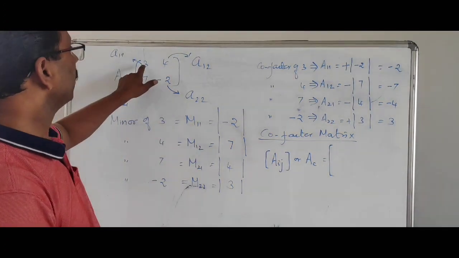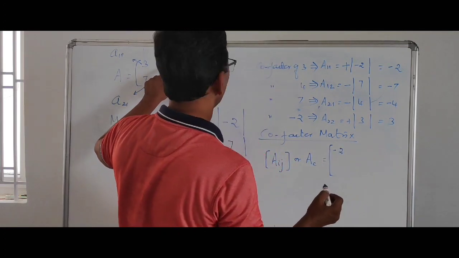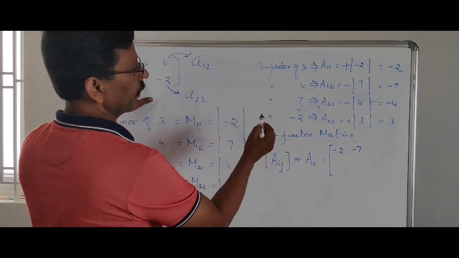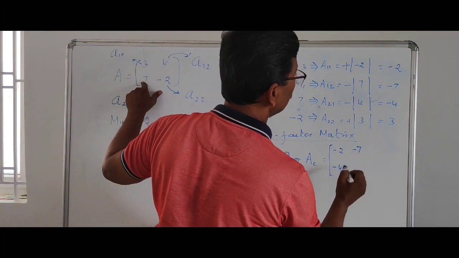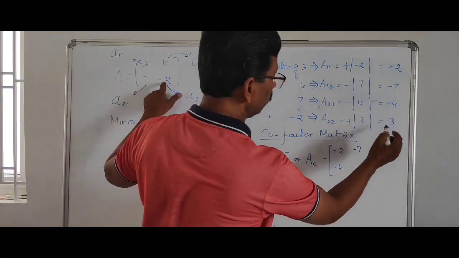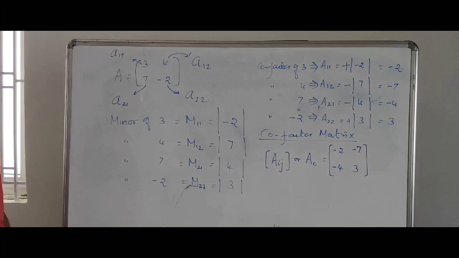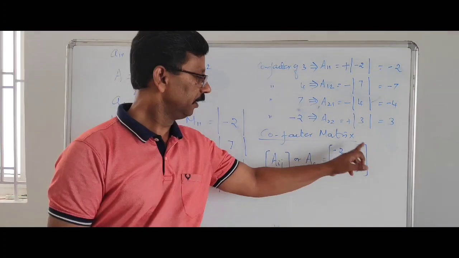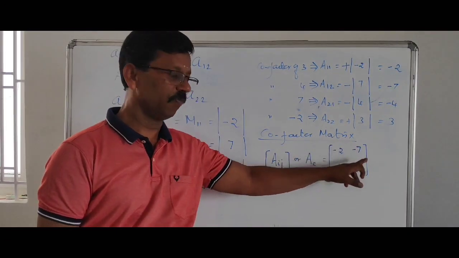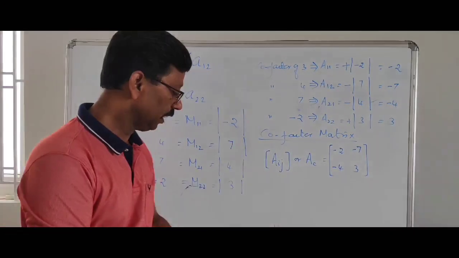See, the cofactor of 3 is minus 2, the first element. What is the second element? 4. The cofactor of 4 is minus 7. Then the cofactor of the element 7 is minus 4. Then the cofactor of the element minus 2 is 3. Likewise you can find the cofactor matrix. This matrix obtained with the help of the corresponding cofactors is called a cofactor matrix. Now with the help of this cofactor matrix, we can next find the adjoint of a matrix.